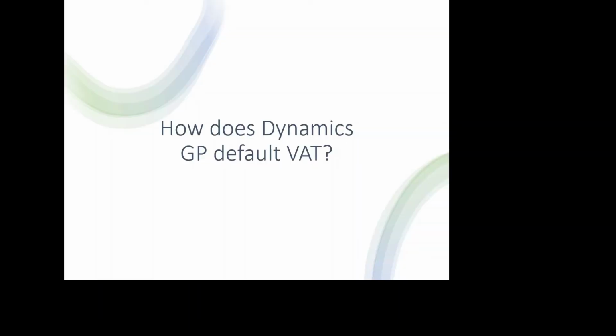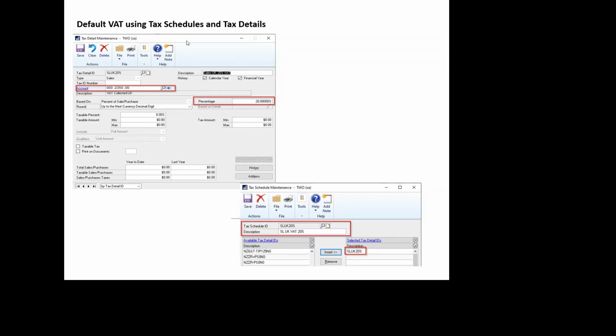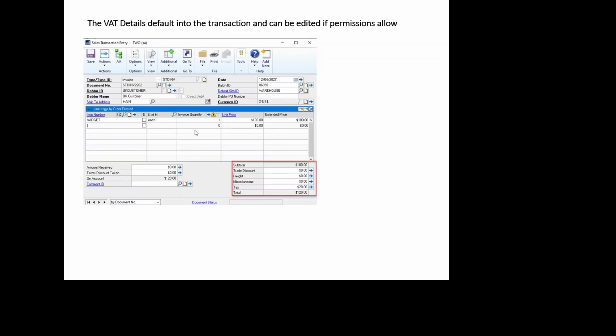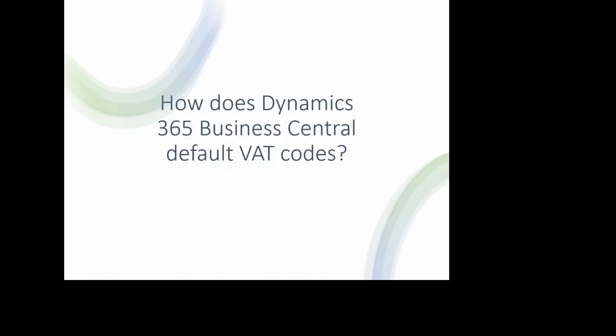So firstly, as this is a GP to BC video, I thought it'd be nice to quickly run through how GP defaults the VAT. In GP, the VAT is defined on things called tax details and tax schedules, which we then add to customers, vendors and items. Then, based on a combination of some company setup and some module setup, those tax schedules are pulled onto the transaction and the VAT is calculated. And then we can actually edit and change that VAT on the transaction if we like prior to posting it. So now we've had a very quick look at how GP defaults the VAT. Let's have a look at how Dynamics 365 Business Central defaults the VAT codes.